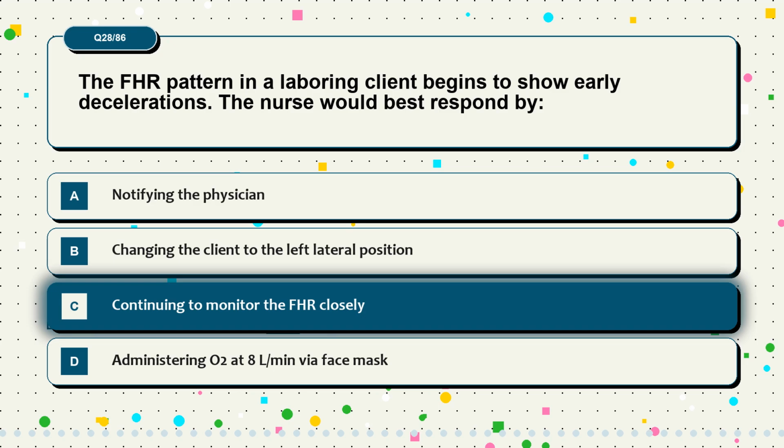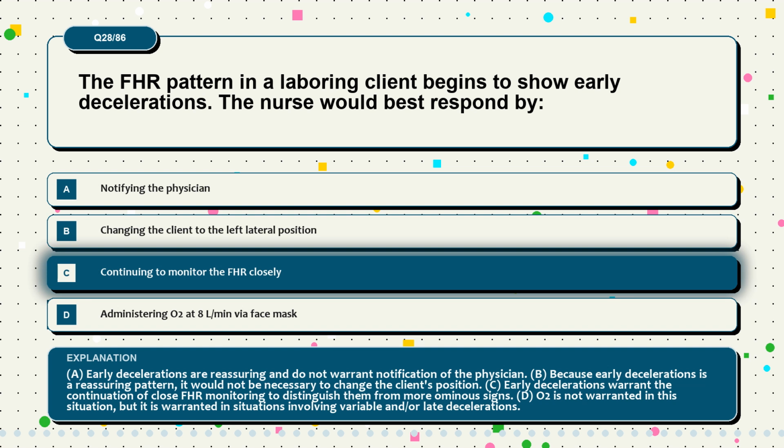The correct answer is option C. Continuing to monitor the FHR closely. Early decelerations are reassuring and do not warrant notification of the physician. B. Because early decelerations is a reassuring pattern, it would not be necessary to change the client's position. C. Early decelerations warrant the continuation of close FHR monitoring to distinguish them from more ominous signs. D. O2 is not warranted in this situation, but it is warranted in situations involving variable and/or late decelerations.